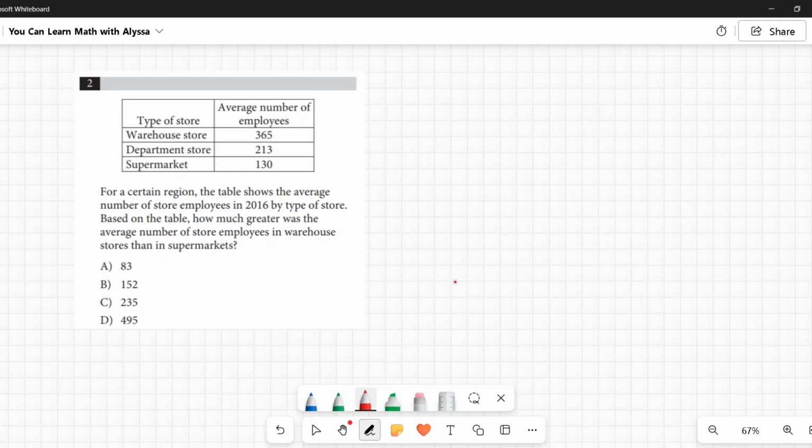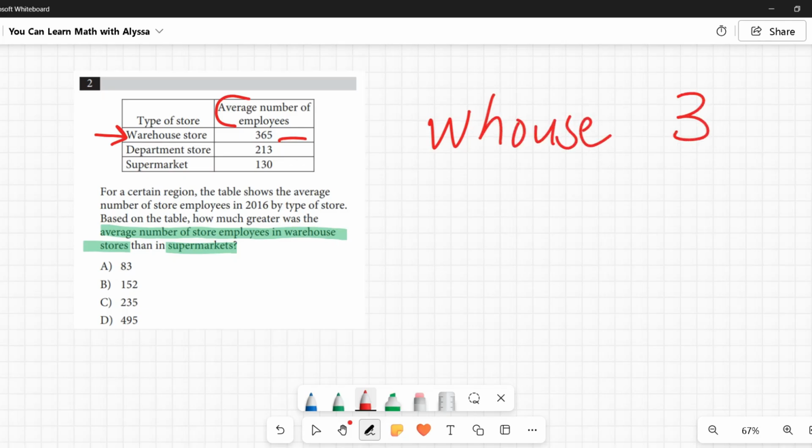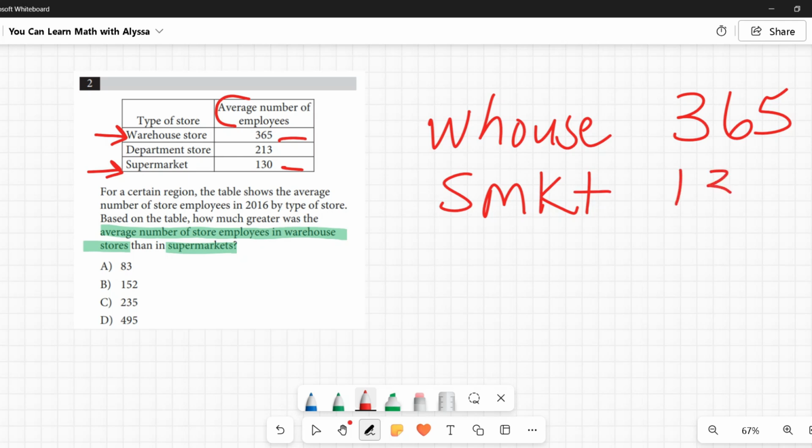This is just testing our ability to read a table. So let's find this information and see what they want us to compare. They want to know the average number of store employees in warehouse stores and the average number of store employees in supermarkets. So first, in warehouse stores, the average number of employees was 365. And then in supermarkets, the average was 130.